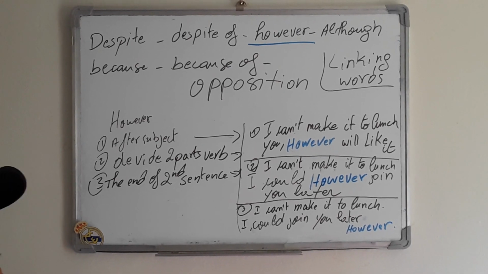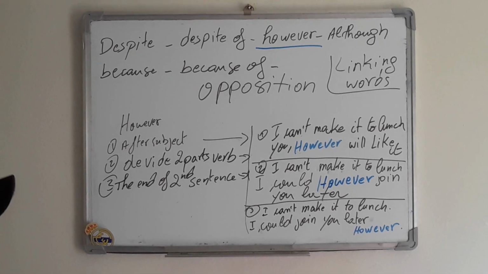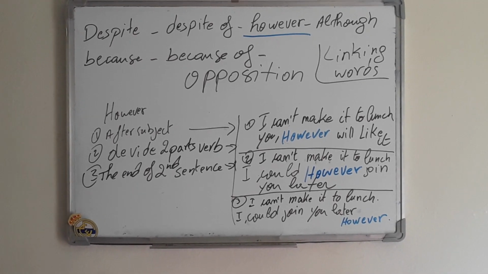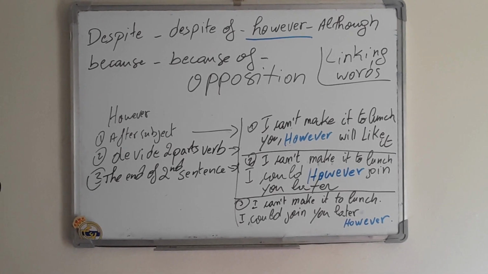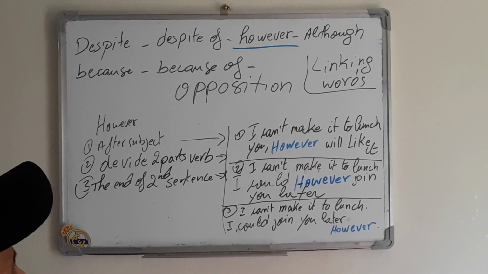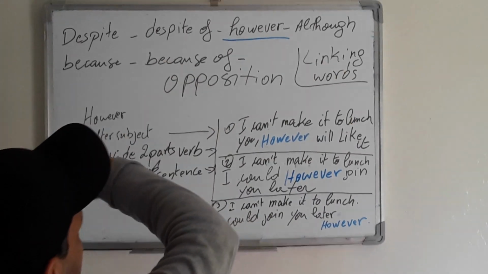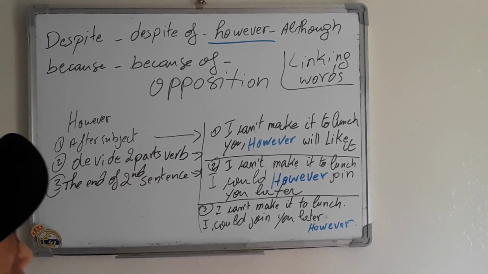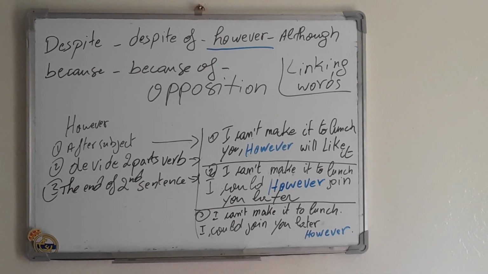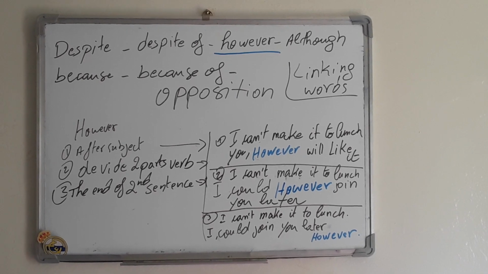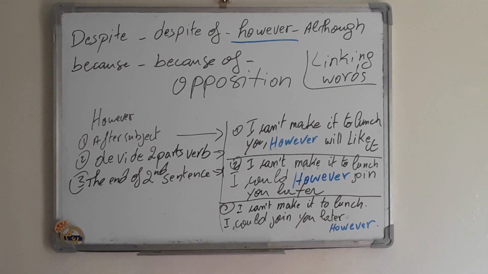Here in the linking words, we will be talking about opposition. Opposition is the opposite, the against way. There are different linking words to use in opposition, but I want to emphasize just these: despite, in spite of, however, although, because of, because they are mainly used in opposition or indirect opposition. Let's start with the first one, however.